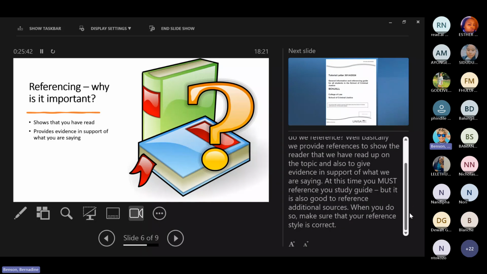So at this stage, you must be referencing your study guide. But it is also good to reference additional sources, provided those sources are legitimate sources.